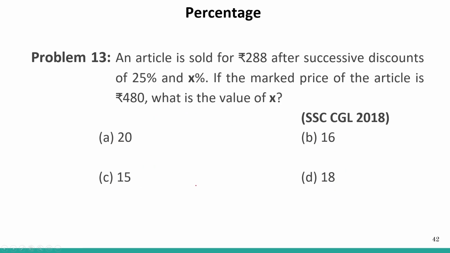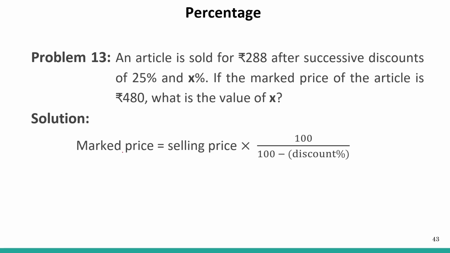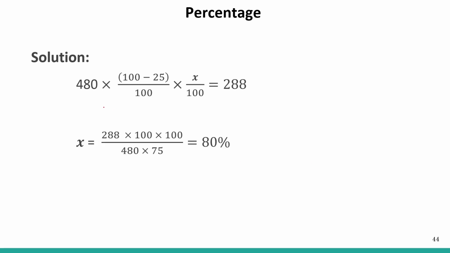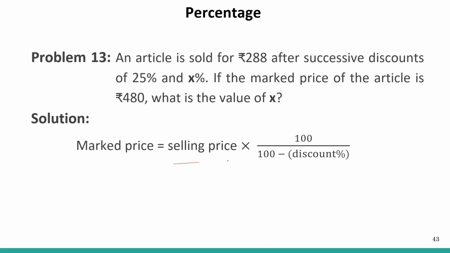Let's see problem number 13. An article is sold for 288 after 2 successive discounts of 25% and X%. If the market price of the article is 480, what is the value of X? So let's find out the value of X. So mark price is equal to selling price into 100 by (1 minus discount percentage). So that is equal to 480 into (100 minus 25) by 100 into X by 100 is equal to 288. So X is equal to 288 into 100 into 100 whole by 480 into 75. So 80%. Okay. So the correct option here is 80%.